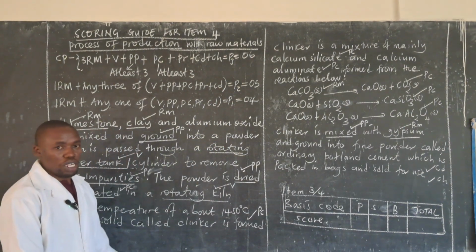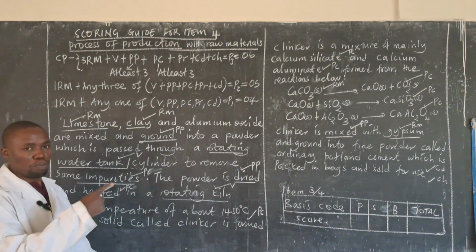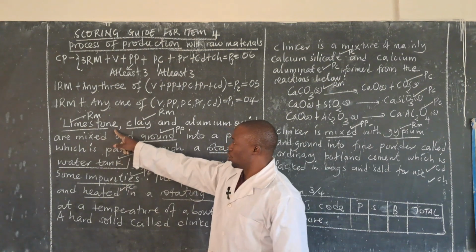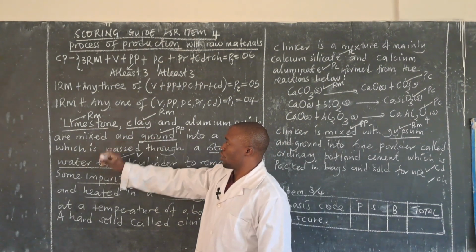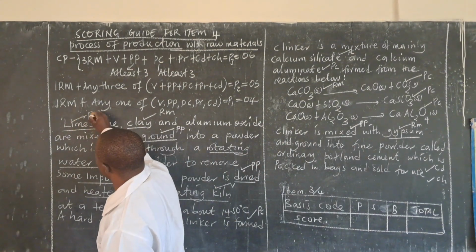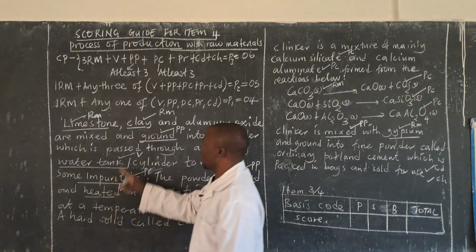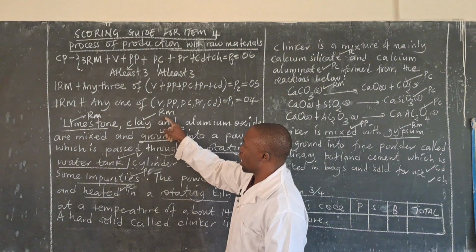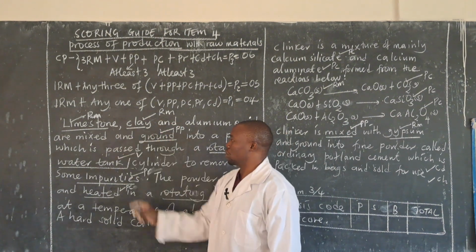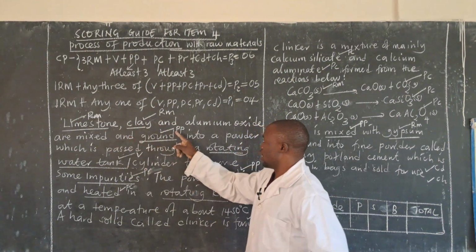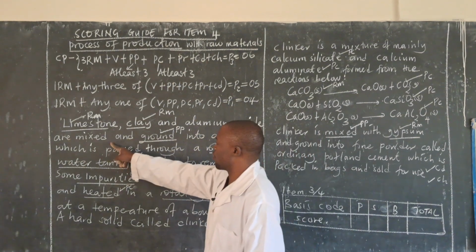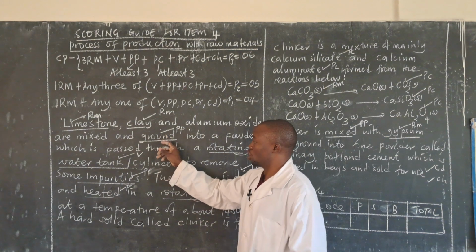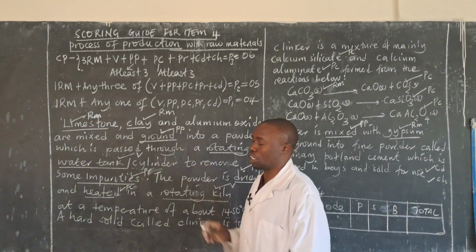Now let's dive into the process of production and see how we put scores there. Limestone is a raw material, so you put a tick and the code RM. Clay is also a raw material, so put a tick and the code RM. These are the key raw materials. Limestone, clay and aluminium oxide are mixed and ground. Grinding is a physical process, so we put a tick and PP as the code.